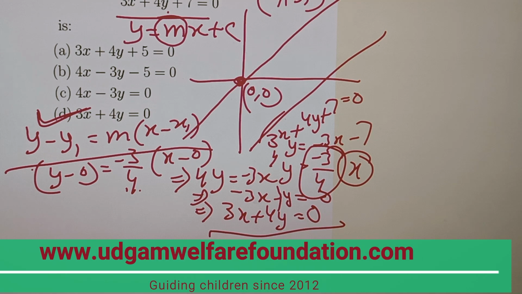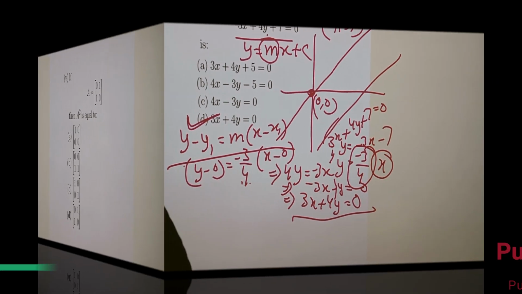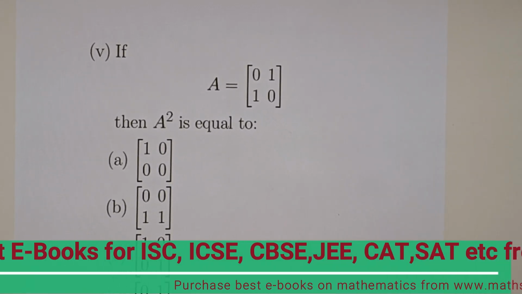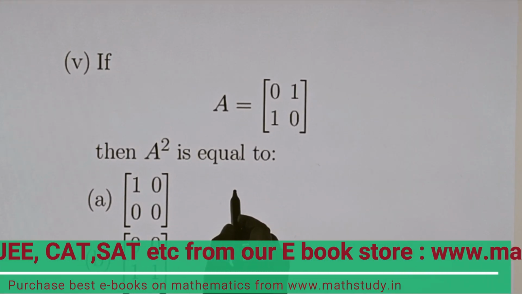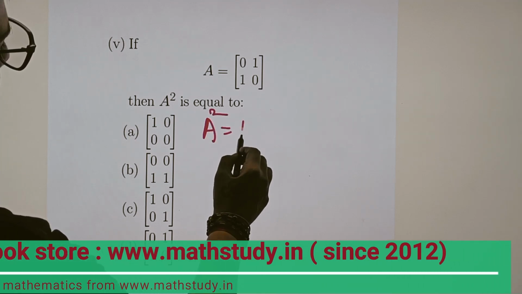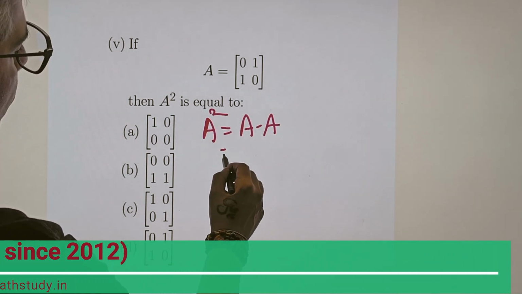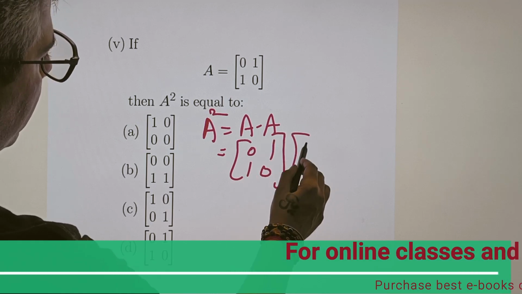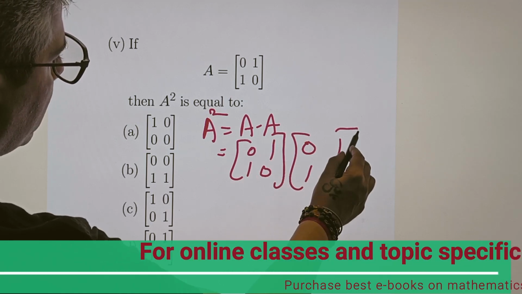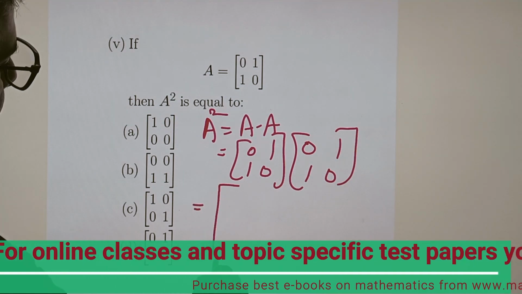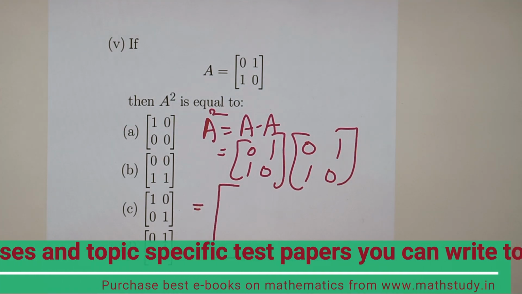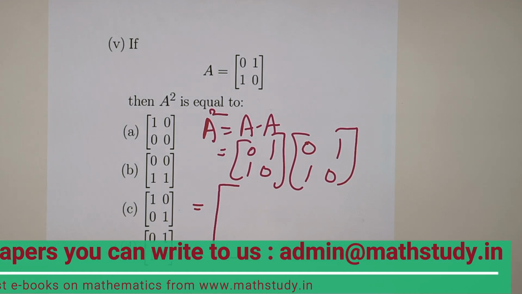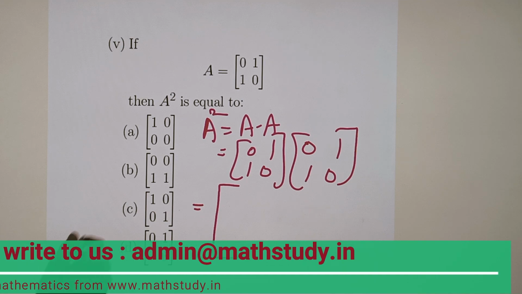Now let's move towards part 5 of question number first. So this is the fifth part of question number first. We need to find A square. This is a very easy question. What we have to do is find A square, which is A into A, which is equal to 0 1 1 0 multiplied by 0 1 1 0 basically. So here we first need to understand what will be the order of this product and how to find that.